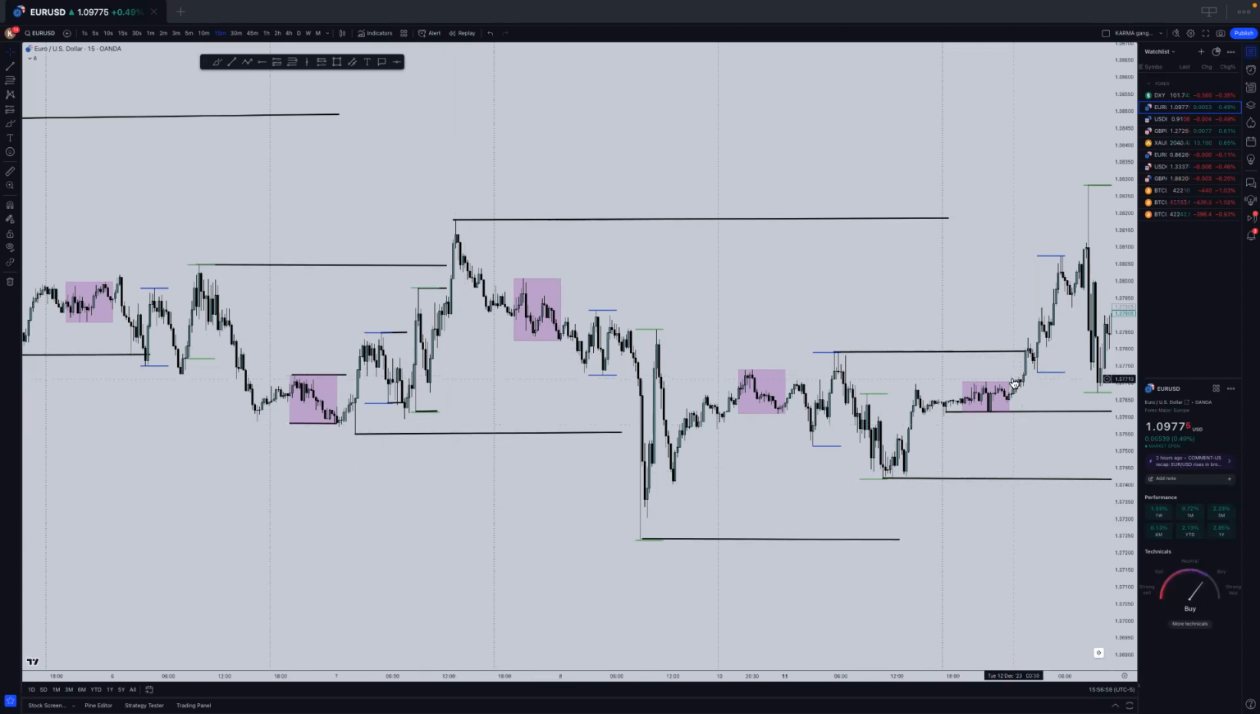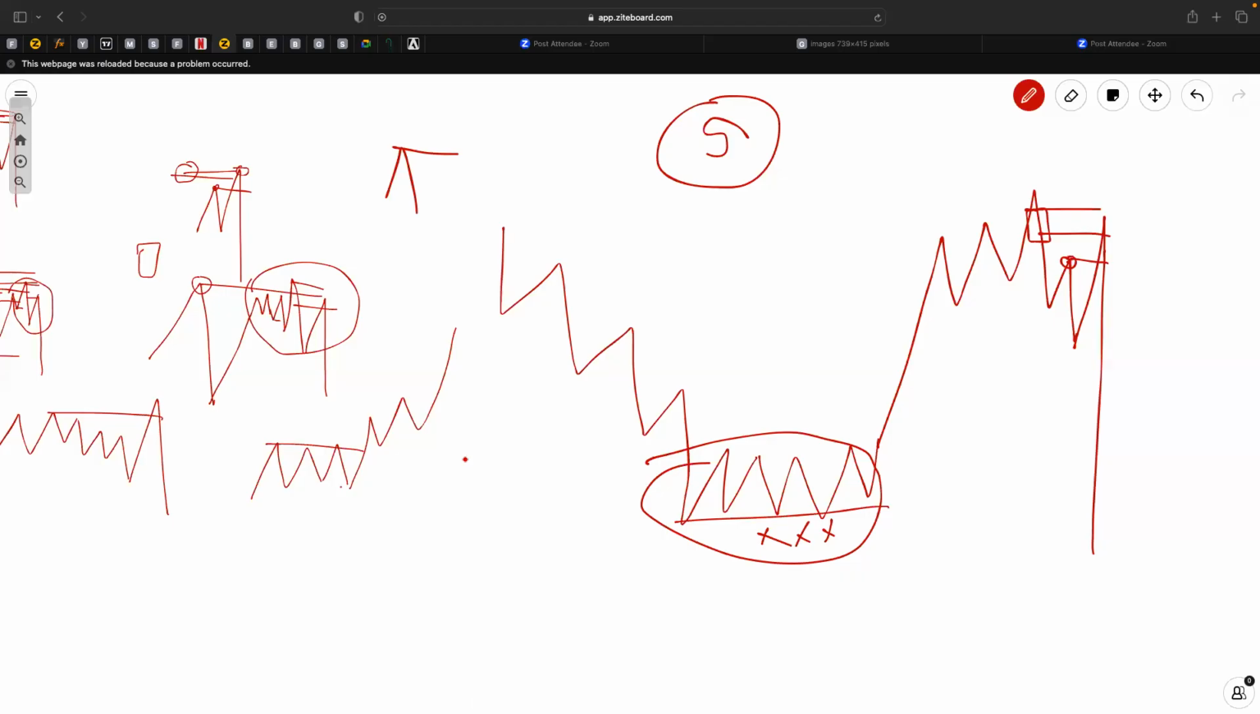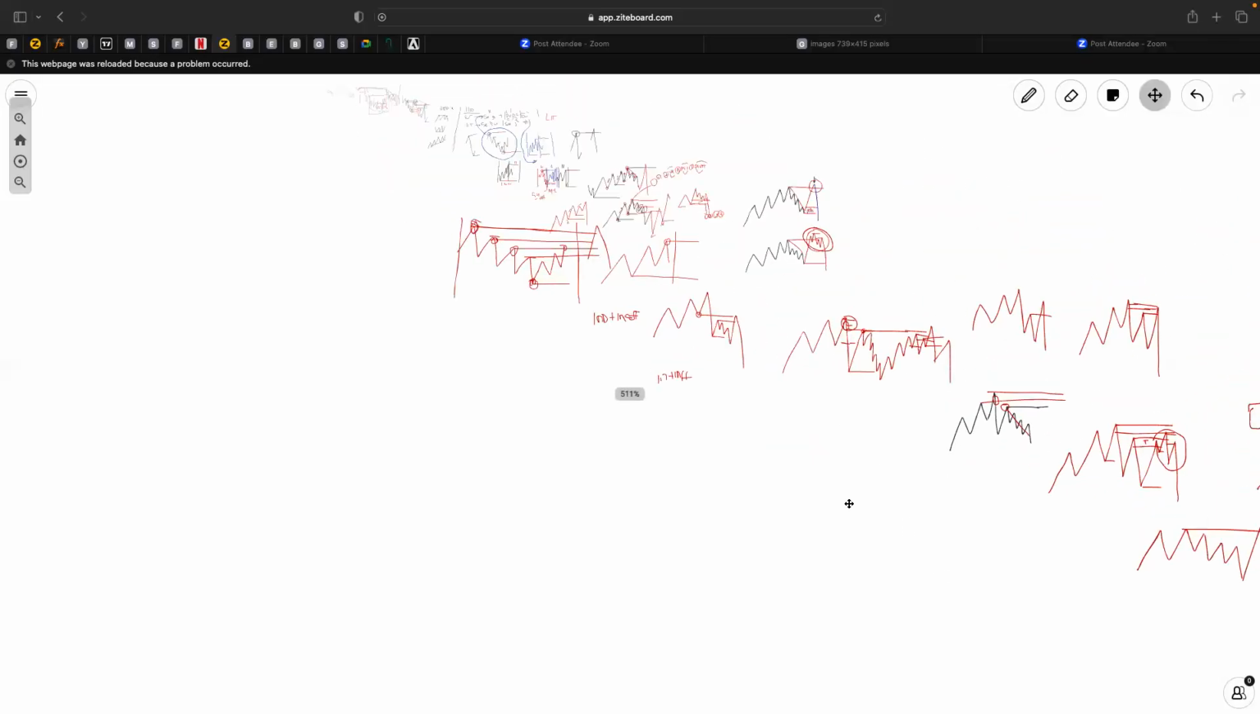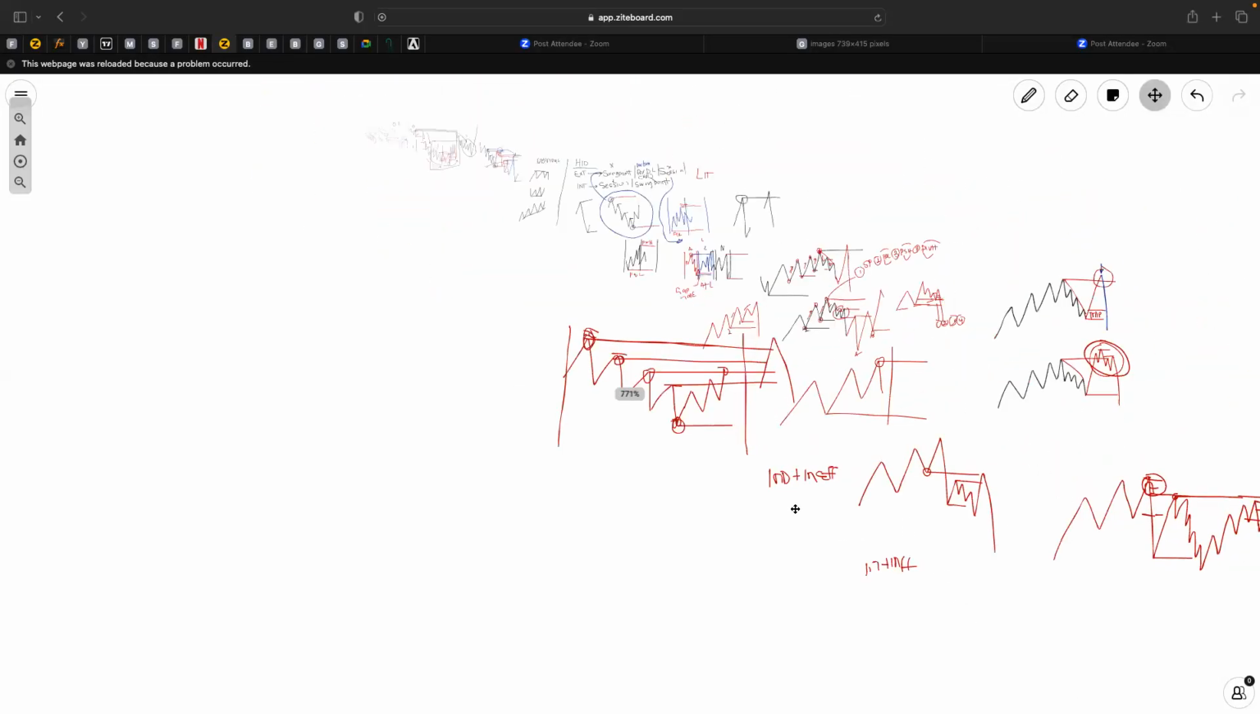It has to have an inefficiency. It has to have an incomplete pullback. If it does not have an incomplete pullback, then it is just nonsense. It has to have an incomplete pullback. It has to have the things that I've explained previously.